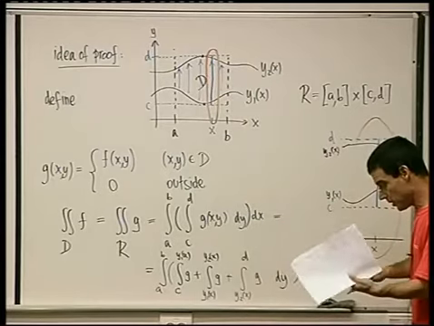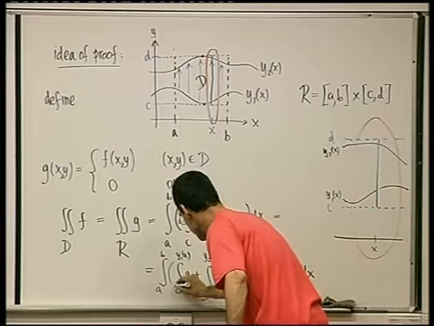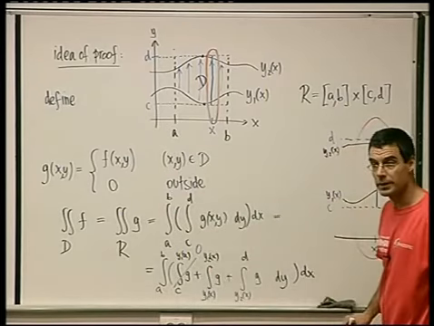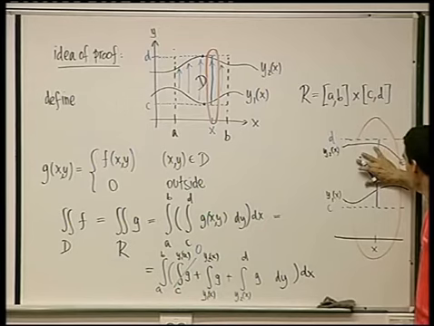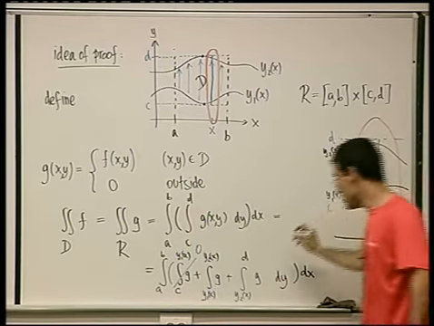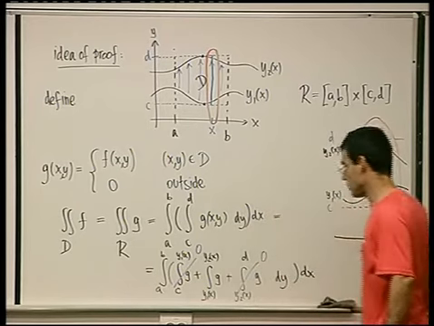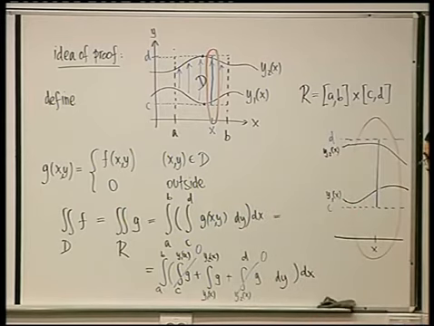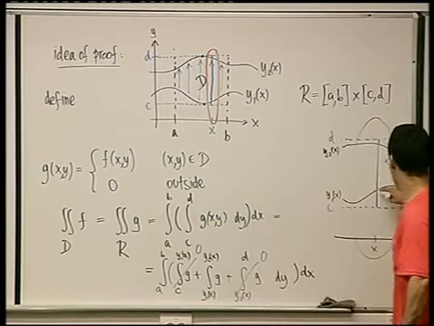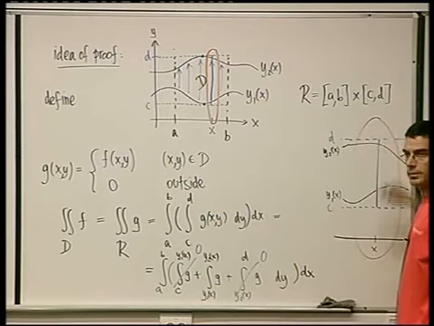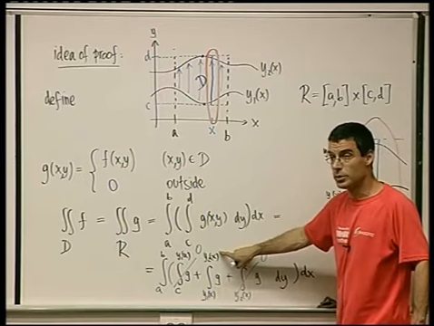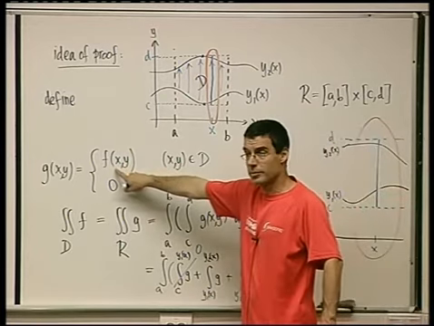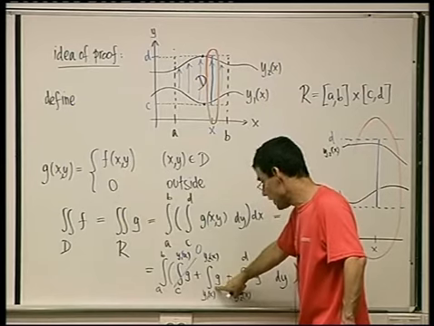So this integral contributes nothing. This thing, this integral, is 0. Do you agree? Same goes from here. From y2 to d, I'm integrating the function 0. G is 0 outside of D. D is inside here. Do you agree? So this integral also contributes 0. Right? So what I'm getting is just the integral from y1 to y2 of g. Do you agree? But what was g between y1 and y2? It coincides with f. So I can write here, instead of g, I can write f.